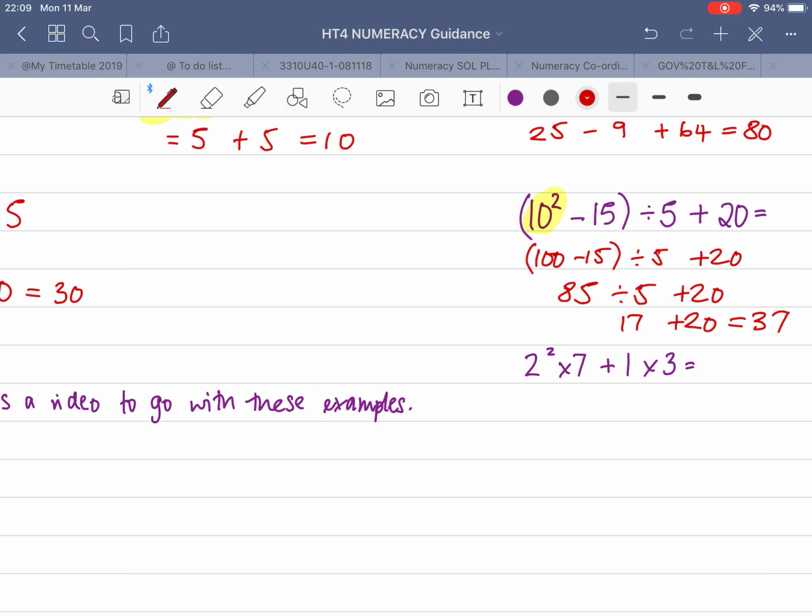And in this very last question, there is no bracket. The power will be done first. The multiplications will be done second. And the addition done last.